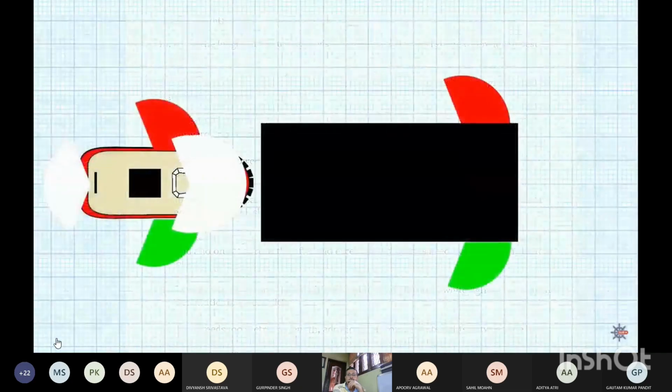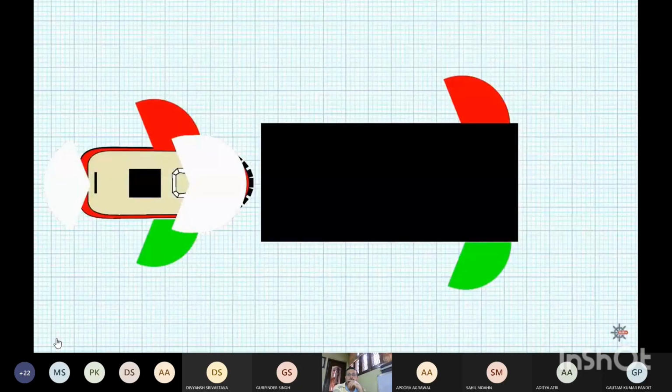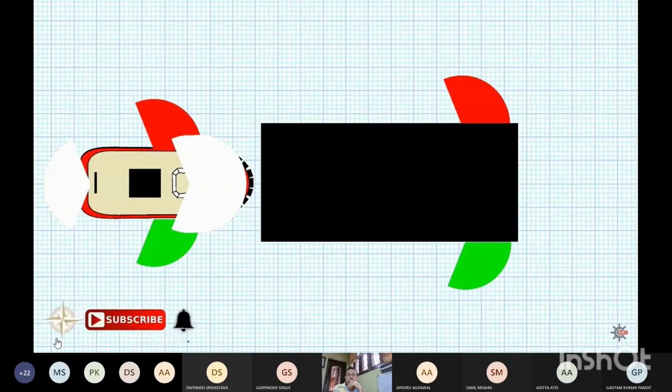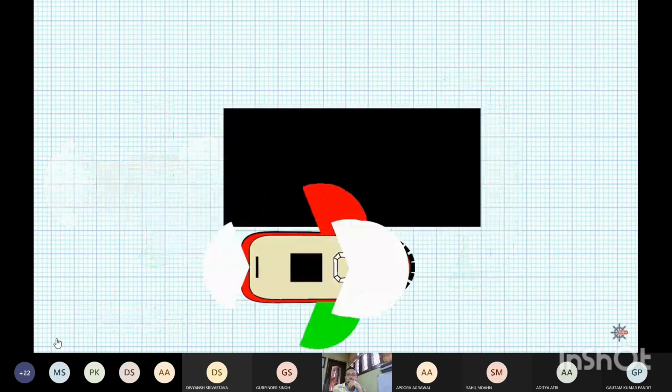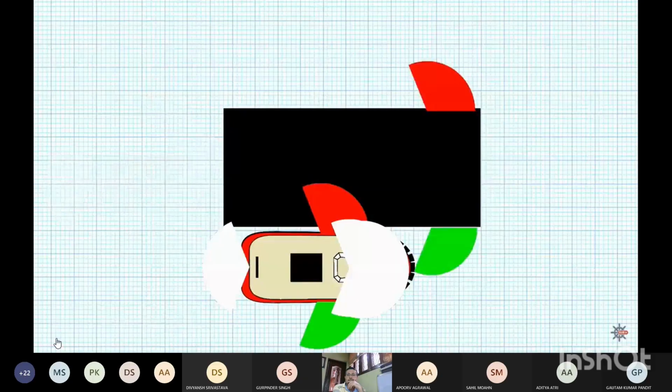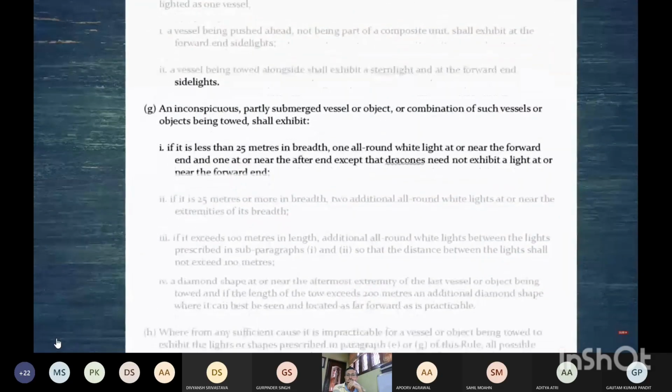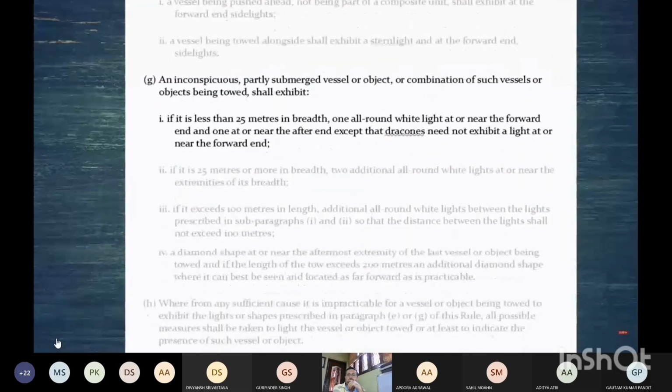If you look at it in a diagram, this actually all makes sense. If you're being pushed ahead, you've just got those side lights. If you had your stern light on, you'd be blinding the tug. And then, if you're being towed alongside, again you'll have those side lights, but then you'll also have that stern light. And then we're on to part G, which is inconspicuous and partly submerged vessels or objects.